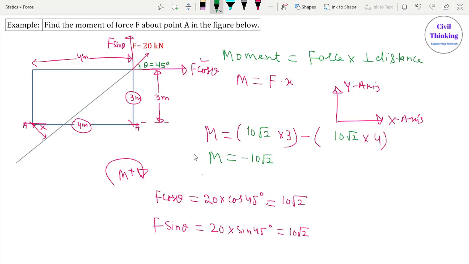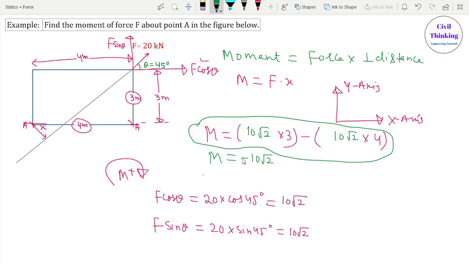so here we found the moment of F force, which was otherwise very difficult. Now with the help of Varignon's theorem, because we found the moment due to components, which was very easy to find, we found the moment negative 10 root 2.